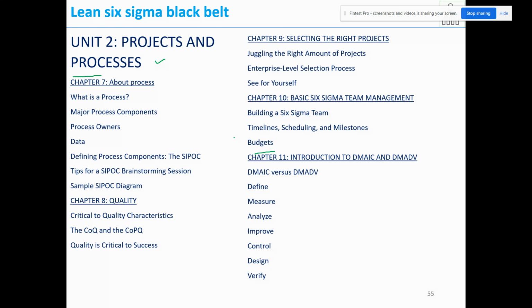So let us see briefly what the chapters are. In chapter 7, we are going to see the process. In chapter 8, we are going to see about quality. Then in chapter 9, we are going to see selecting the right projects, how we select the project. In chapter 10, we are going to see basic Six Sigma team management, how team management will happen. And in chapter 11, we are going to see an introduction to DMAIC and DMADV methodology.